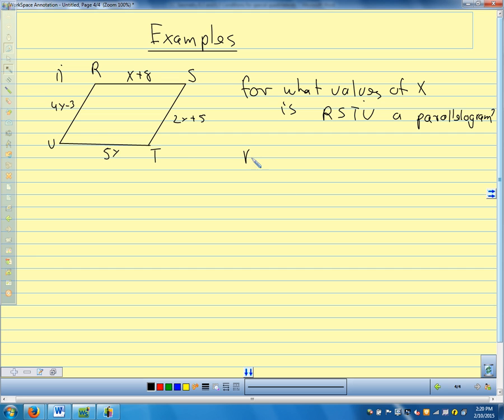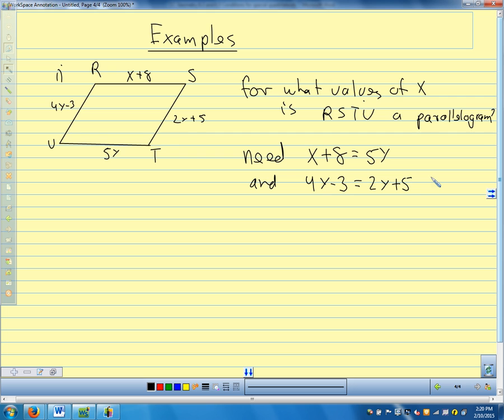So we need x plus 8 equals 5y, and both pairs of opposite sides have to be the same. 4y minus 3 equals 2y plus 5. We need both of those to be true.